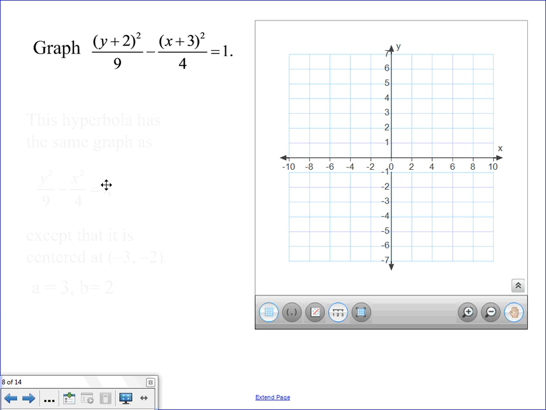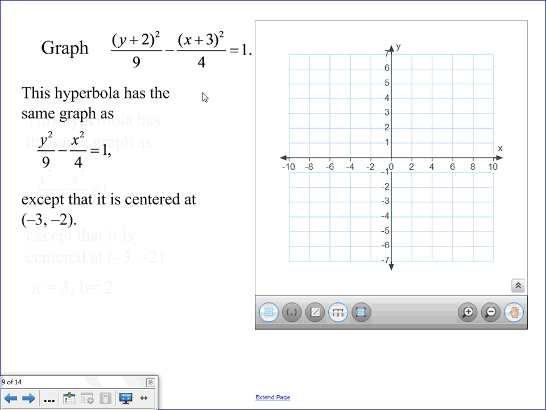This one is a little different than the other one, not much harder. Okay, so what's the main difference? The main difference is that we have it off-centered, right? It's up at 2 and 3. So it's centered at -3 and -2. We can know that because of those offsets there.